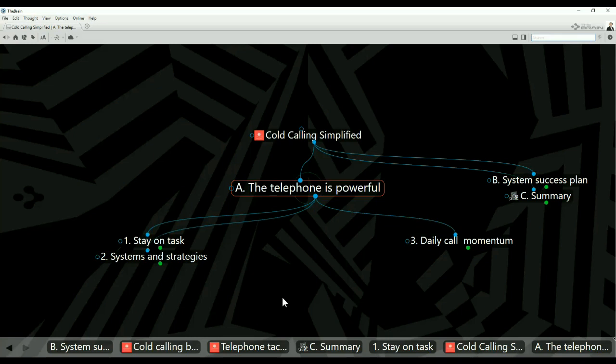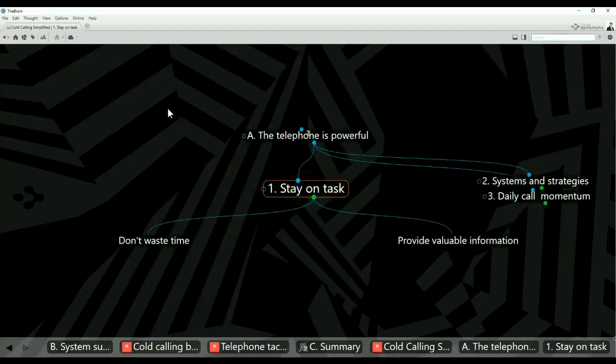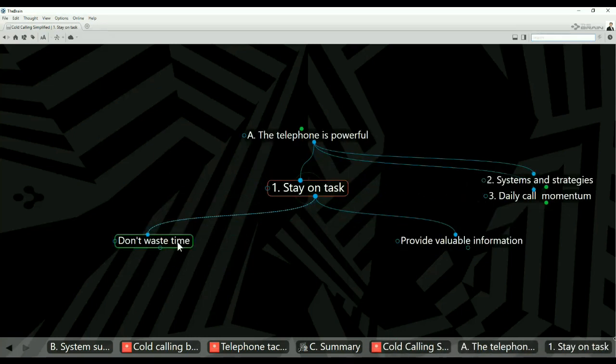So when you look at those particular elements, staying on task, what does that mean? Well, don't waste time, get it started, put it in your diary. And as part of making the calls, provide valuable information. So staying on task is quite critical to getting momentum in call prospecting as a broker or an agent.